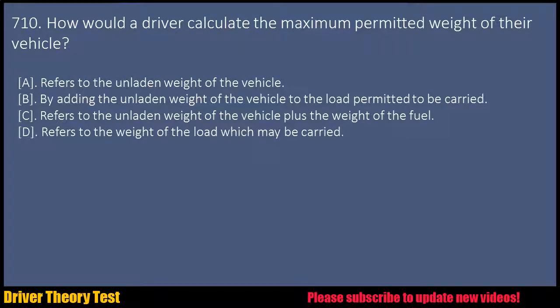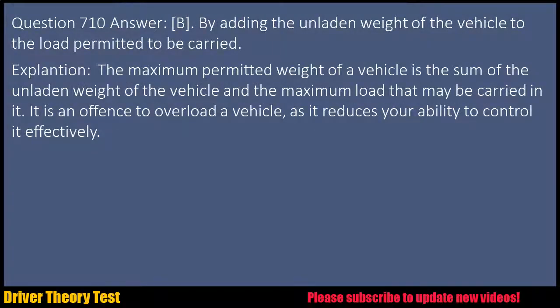Question 710. How would a driver calculate the maximum permitted weight of their vehicle? A. Refers to the unladen weight of the vehicle. B. By adding the unladen weight of the vehicle to the load permitted to be carried. C. Refers to the unladen weight of the vehicle plus the weight of the fuel. D. Refers to the weight of the load which may be carried. Question 710 Answer, B. By adding the unladen weight of the vehicle to the load permitted to be carried.